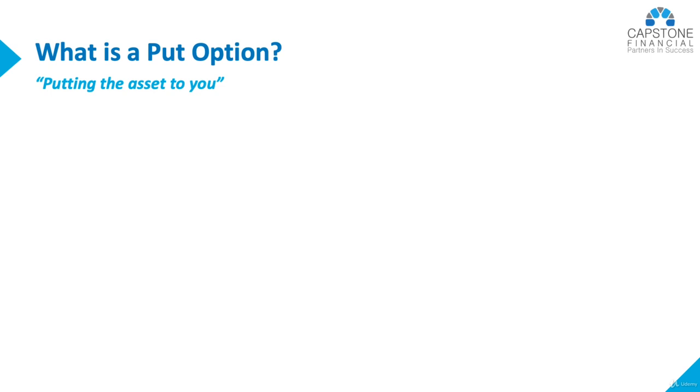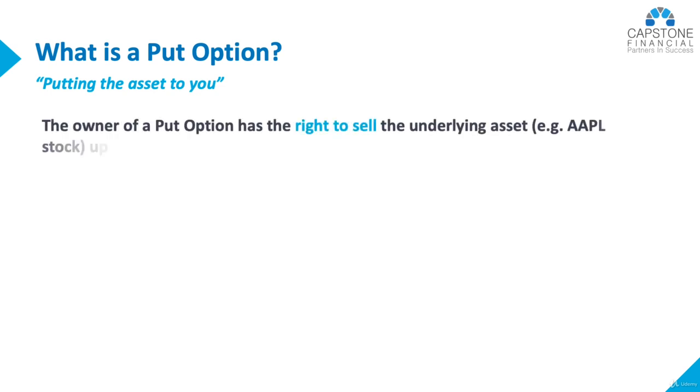What is a put option? The owner of a put option has the right to sell the underlying asset, for example, Apple, up until the maturity at the strike price that they selected.